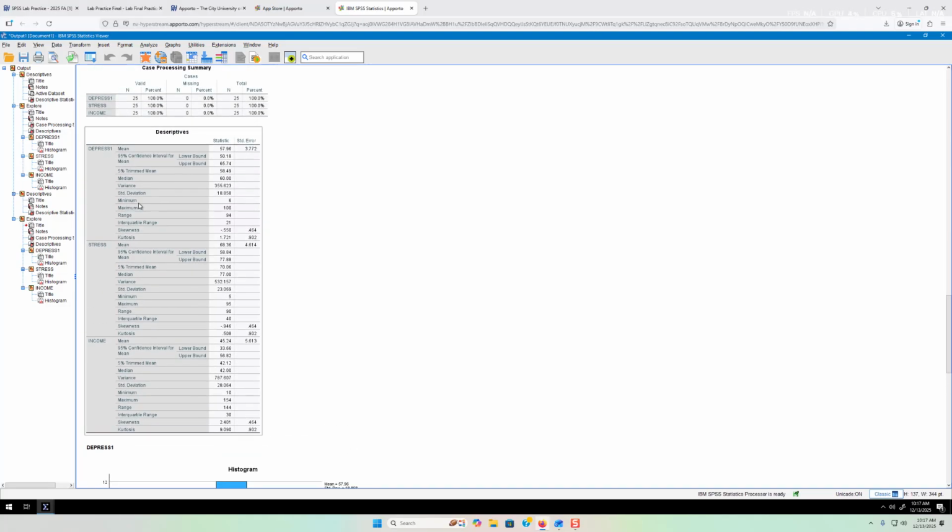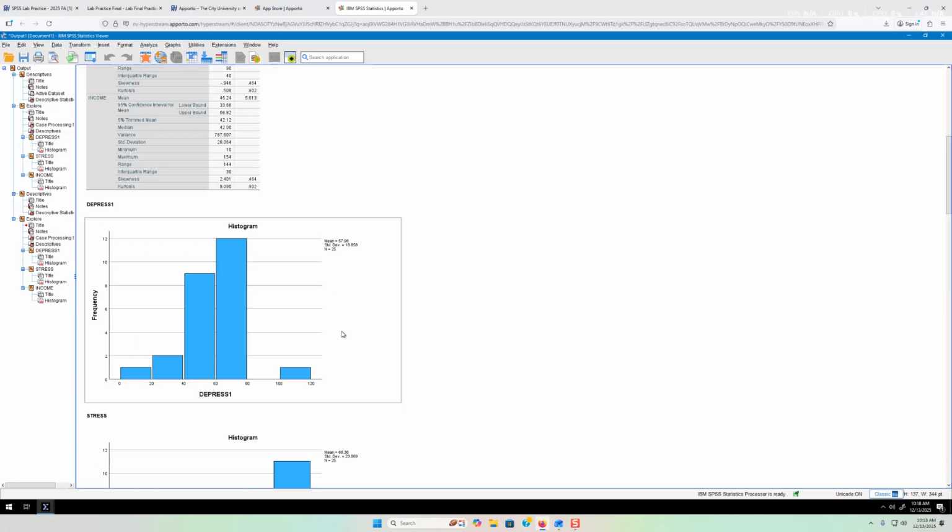So for depression 1, the skewness coefficient is negative, which means it's slightly negatively skewed. Normal would be 0 skewness. Stress is a little bit more negatively skewed. And then income is greatly positively skewed. The bigger the number, the more skew. And you could tell that by looking at the histograms here.